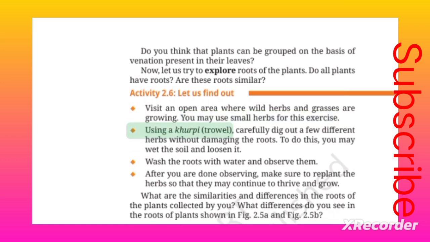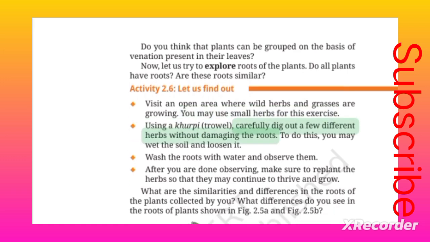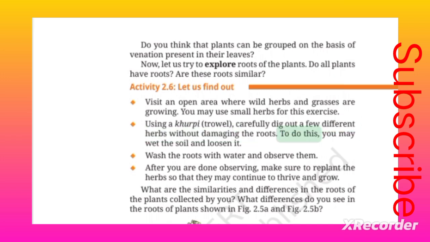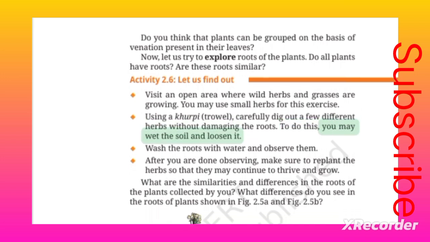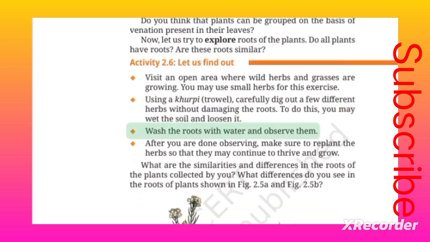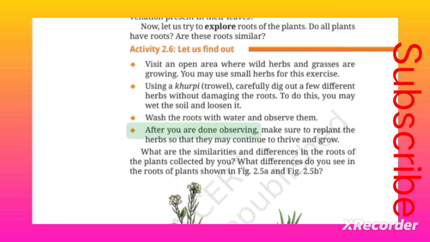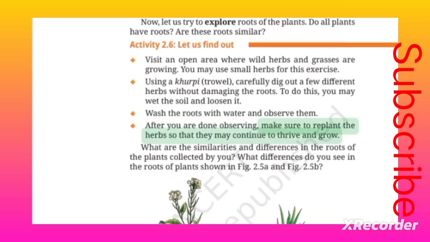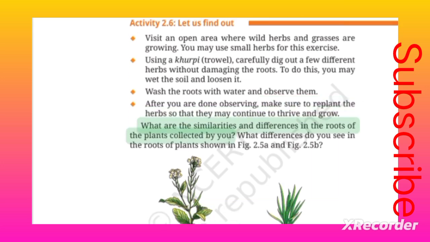Using a trowel, carefully dig out a few different herbs without damaging the roots. To do this, you may wet the soil and loosen it. Wash the roots with water and observe them. After you are done observing, make sure to replant the herbs so that they may continue to thrive and grow. What are the similarities and differences in the roots of the plants collected by you?